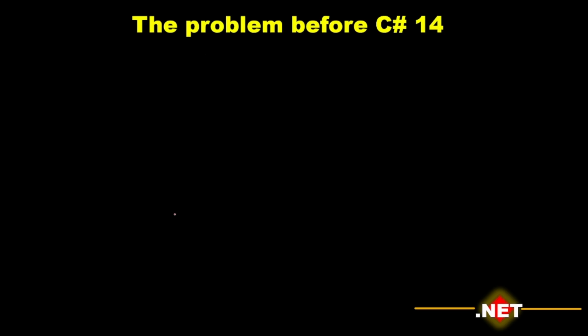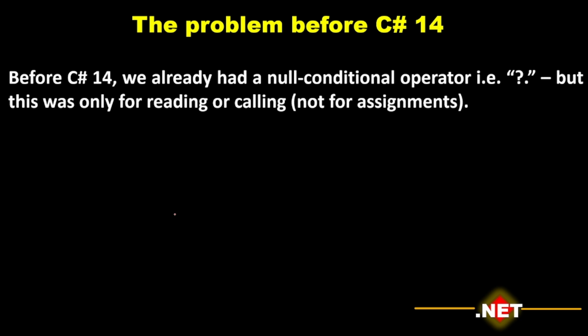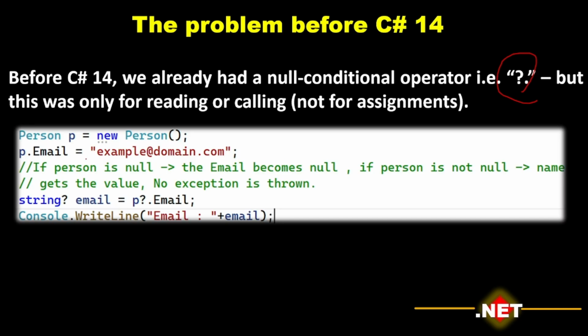Let's try to understand the problem before C# 14. Before C# 14, we already had a null conditional operator, represented by a question mark followed by a dot, but this was only for reading or calling. This was not used for assignment purposes. See this example. If I have a class called Person and I'm creating an object p of the Person class and I am reading p.email, that is fine. If the person is null, the email becomes null. If the person is not null, then the value gets read and no exception is thrown. This could be done using this.